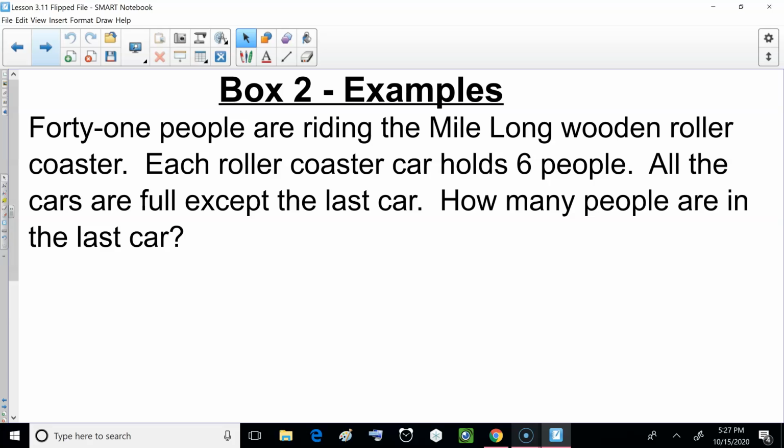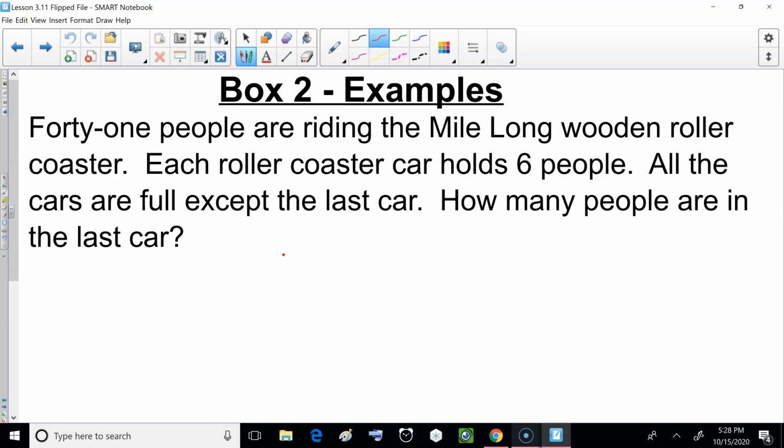All right, so picturing this again, let's read it again. 41 people are riding the mile-long wooden roller coaster, screaming, having a good time. Each roller coaster car holds 6 people, so picture, first car has 6. They have 6, all right? All the cars are full except the last car. How many people are in the last car? All right. So I'm thinking about this. I'm thinking that this is a division problem.